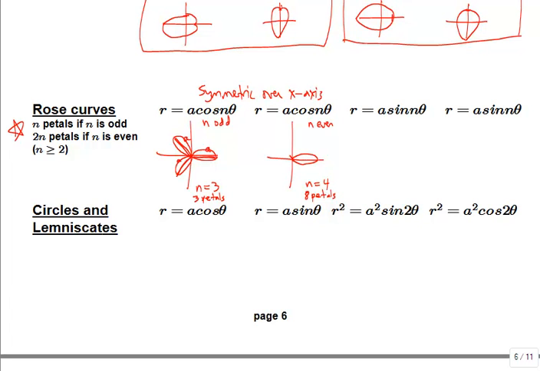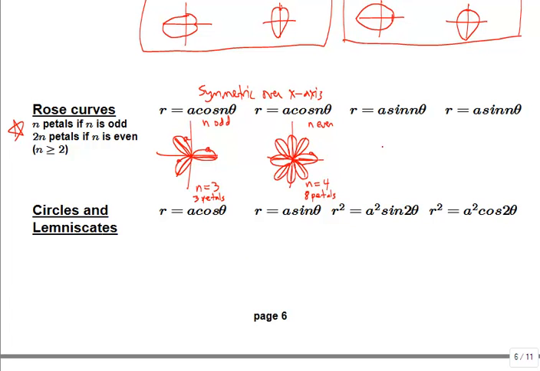So 4 of them would be on your 4 axes, and then the other 4 are going to be in between those. So it looks just like a flower where each of these has a distance of A going out to that petal length. So that would be what it would look like if n was 4.